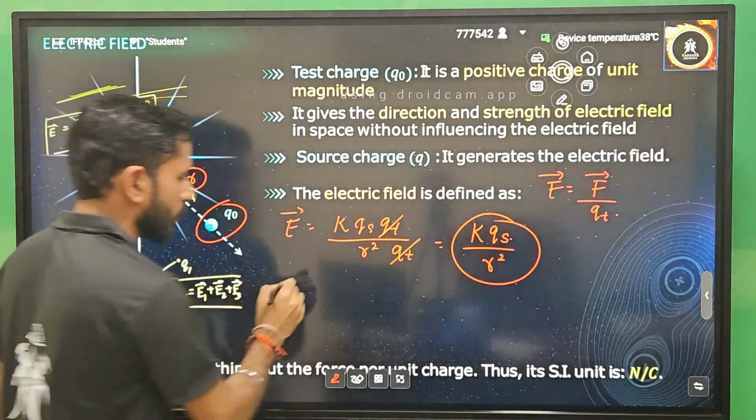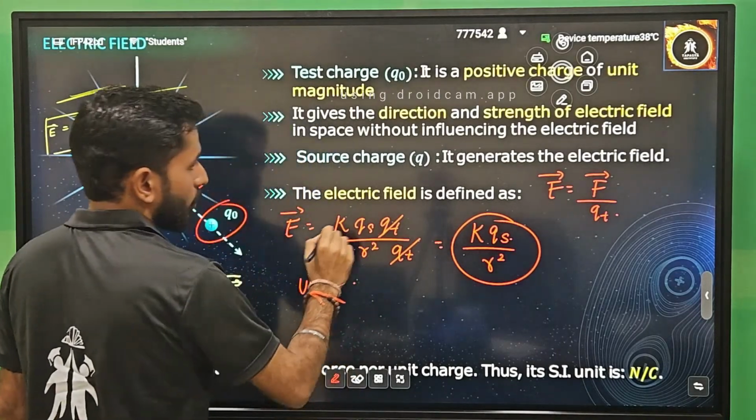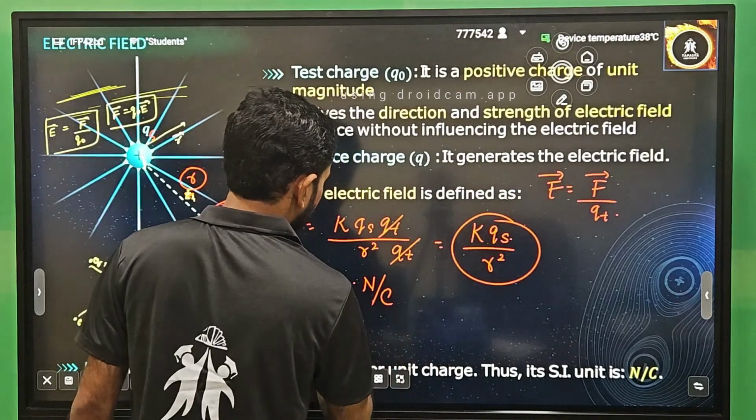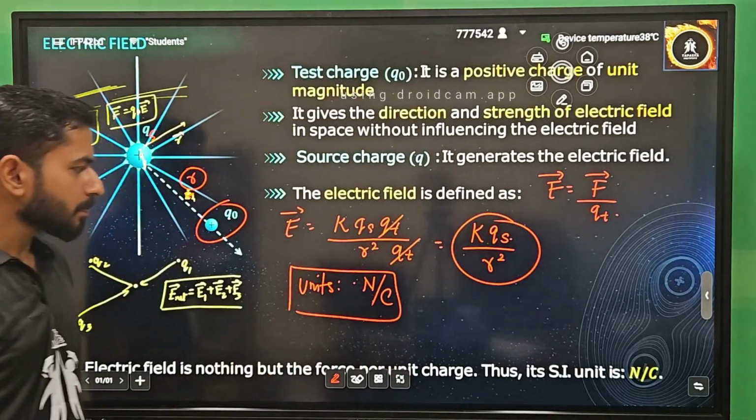If I am talking about units also, what units can you say? Units can be written as force per unit test charge. Force is Newton, charge is Coulomb. That means the unit is Newton per Coulomb. Correct now?